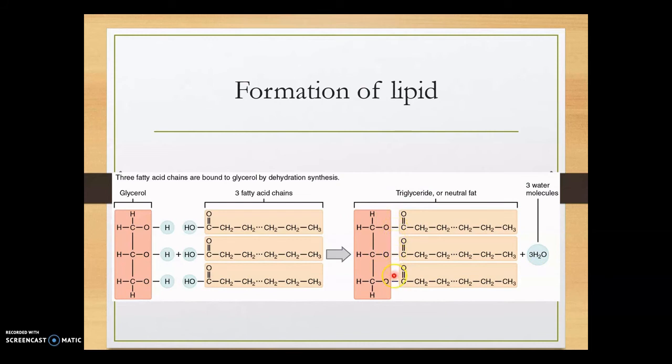1, 2, 3. So remember there are three important bonds. The first bond we already discussed is the glycosidic bond. Glycosidic bonds link two monosaccharides. Peptide bonds link two amino acids. Ester bonds link glycerol and fatty acid.